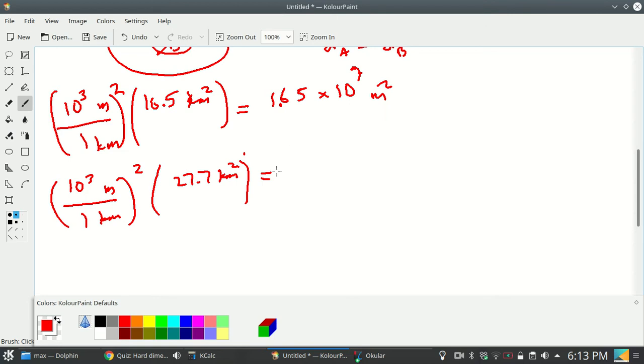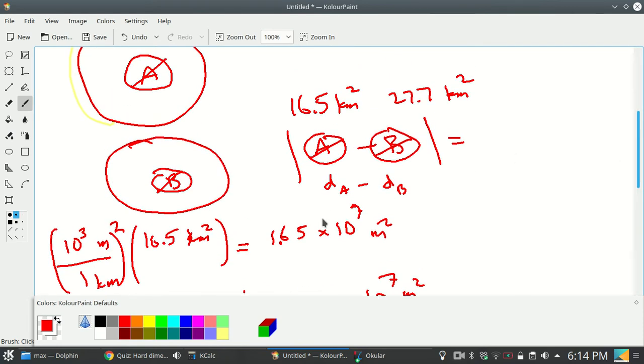All right. So this is really going to be the same thing. 2.77 times 10 to the 7th meters squared. Cool. So do I subtract them? No, because those are areas, meters squared. I want the answer in meters. So I'm going to have to figure out what the diameter is for this area.